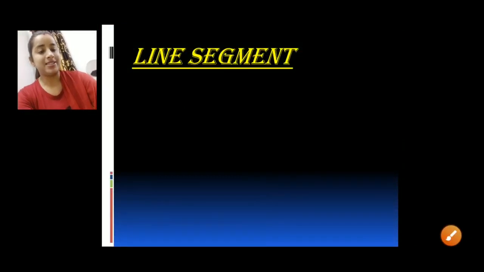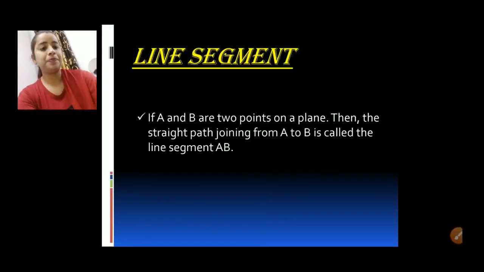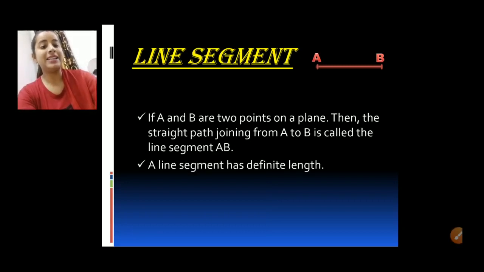Now our next topic is line segment. If A and B are 2 points on a plane, let's take 2 points, say A and B. Then the straight part joining from A to B. So for that we have to join A and B. It's joined. So now this straight part which is joined from A to B is called the line segment AB. A line segment has a definite length. Definite length means you can use your scale to measure the line segment of any of the figure.